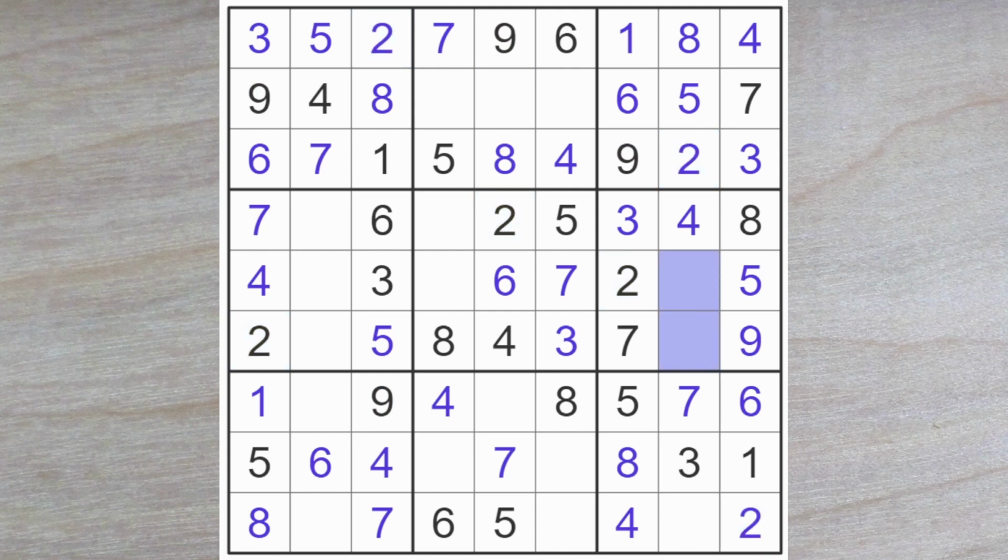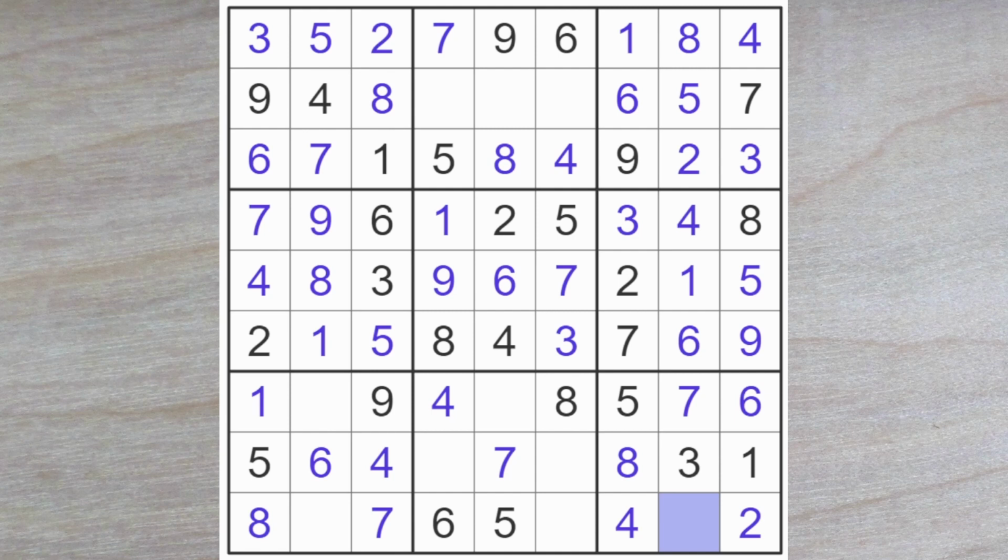And these must be a 1 and a 6. 6 blocks over, so 1 here, 6 here. 1 blocks over, 1 here, and therefore 1 here. Last digit here is a 9, making this a 9. This must be an 8. And now it should be possible to find the rest.